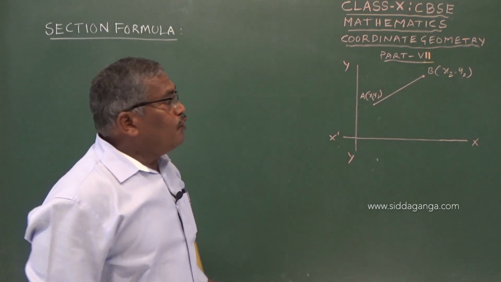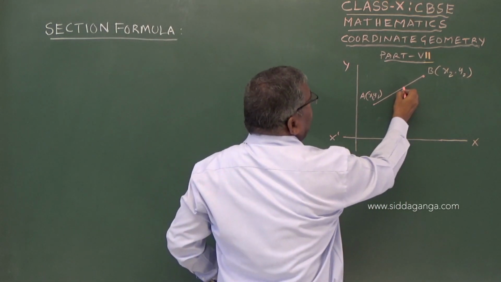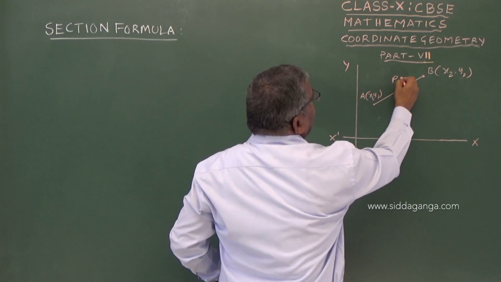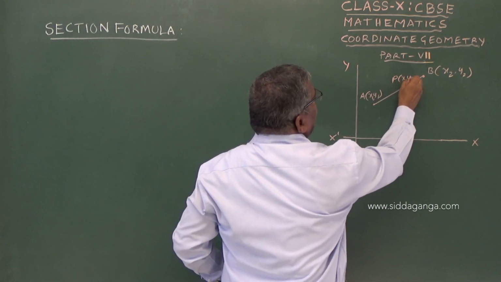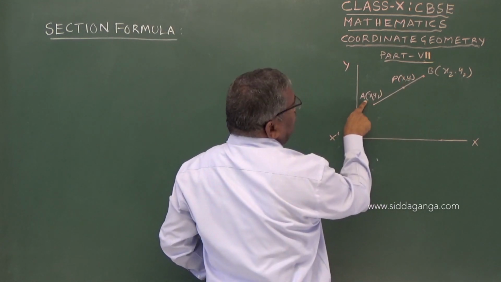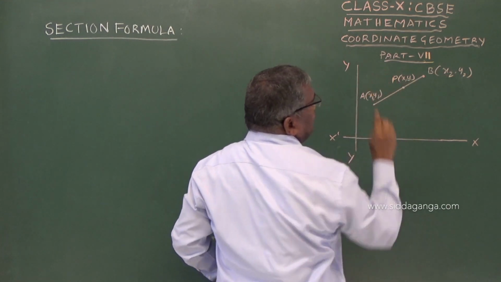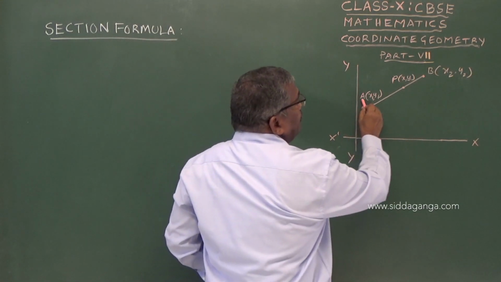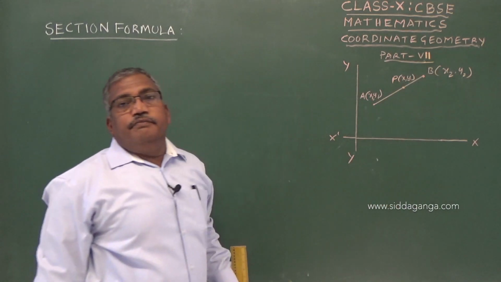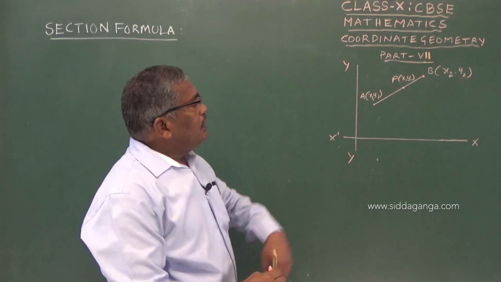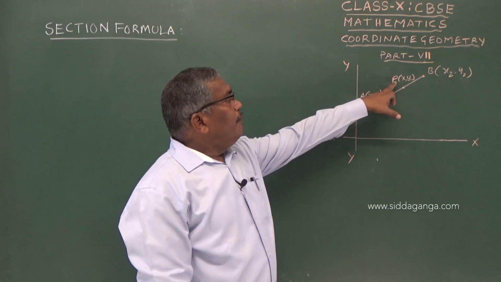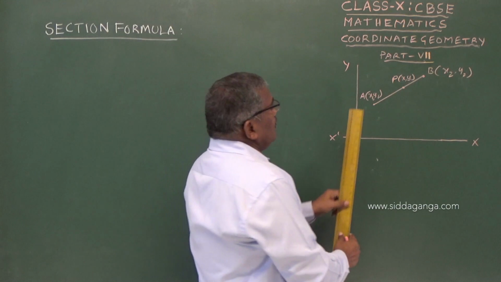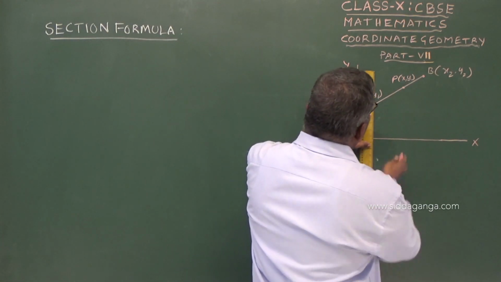Now, suppose we have a point P on line AB, as I have told you, let its coordinates be x, y. This is x1, y1, x2, y2, this is x, y. So, now A coordinates are given, B coordinates are given. Our job is to find out the coordinates of P. That means we have to find out x and y. So, that is known as the section formula.